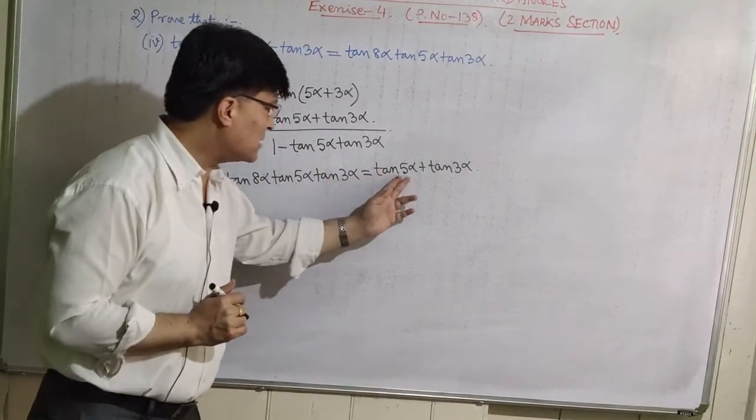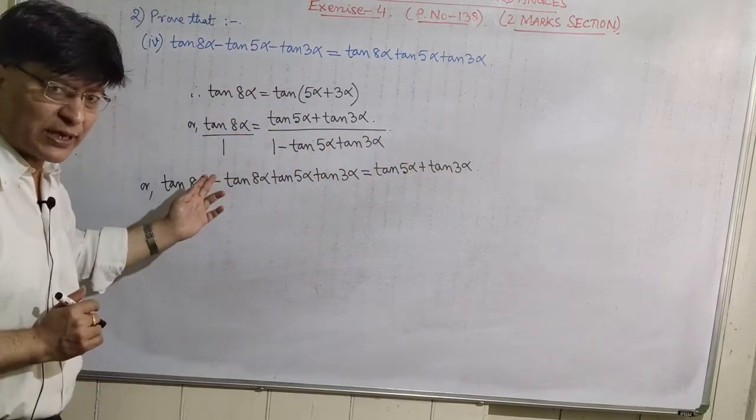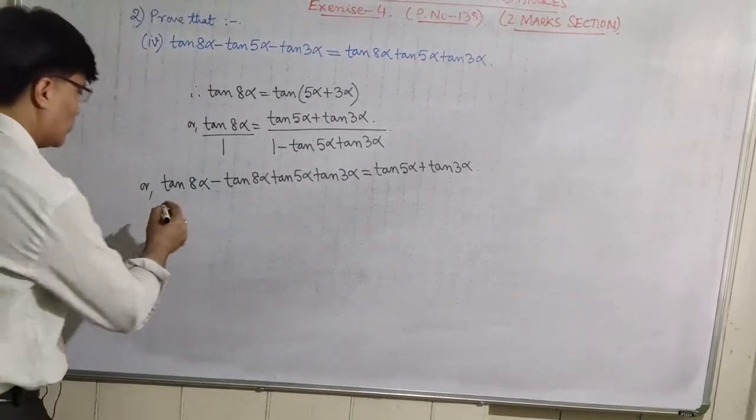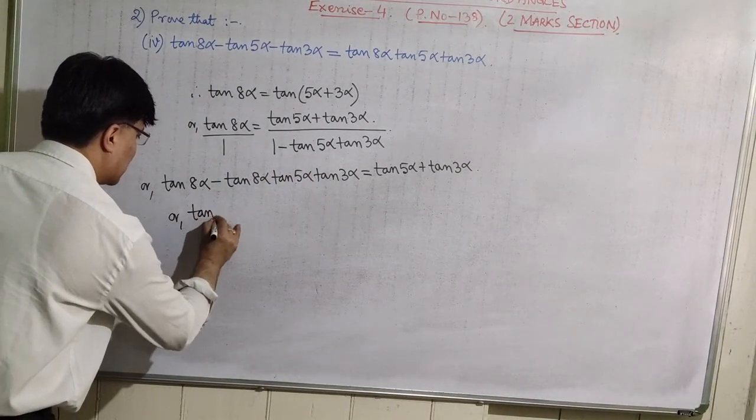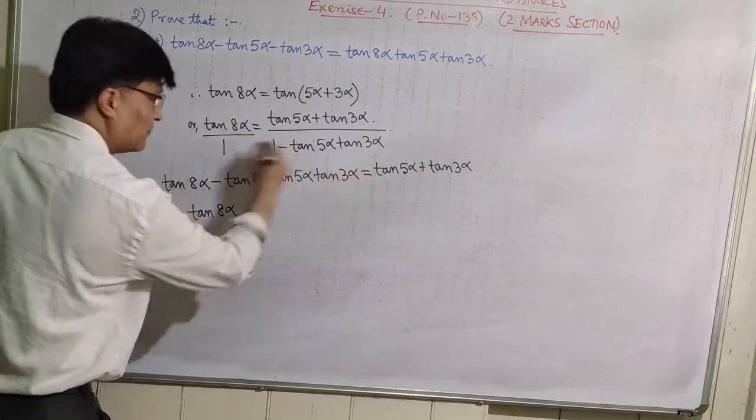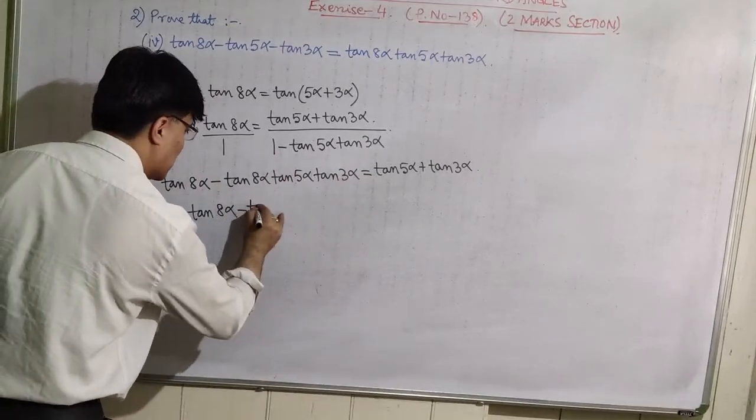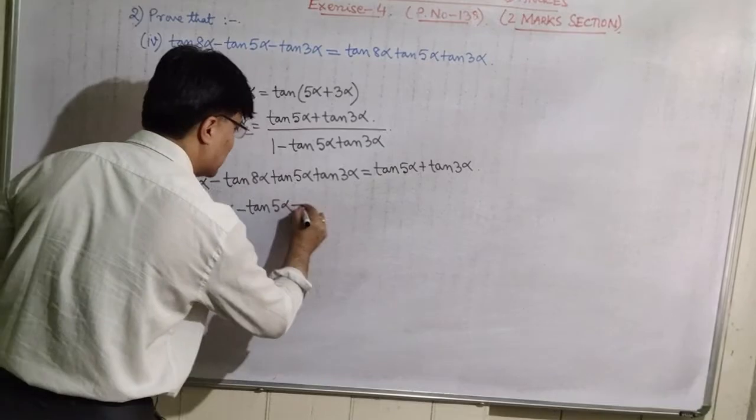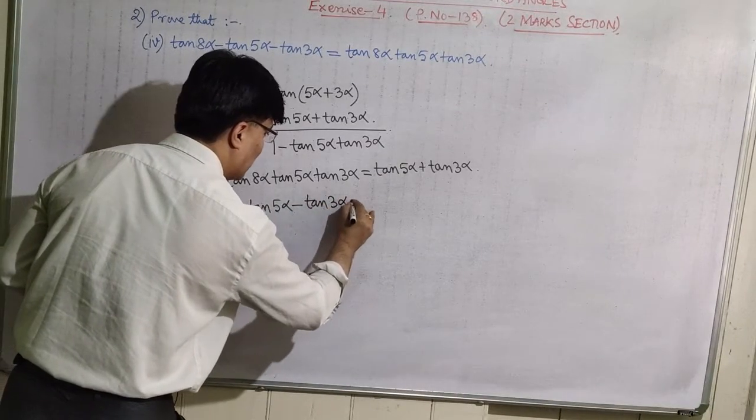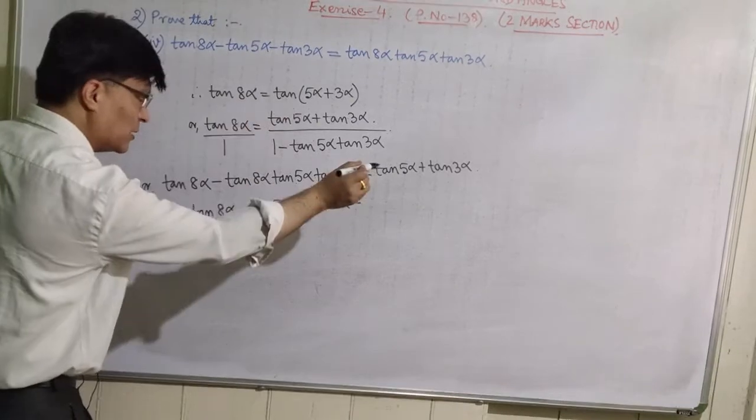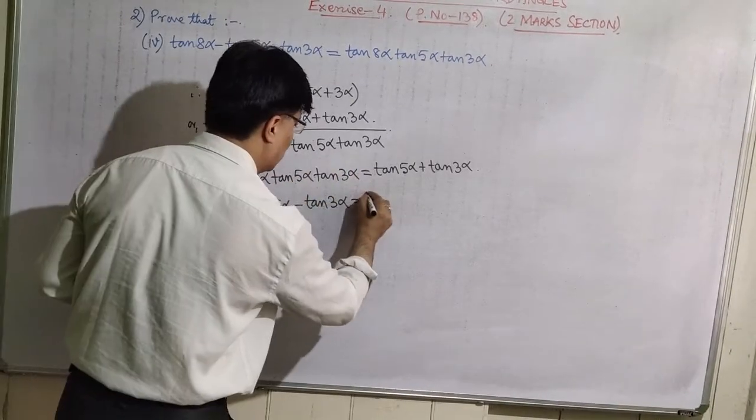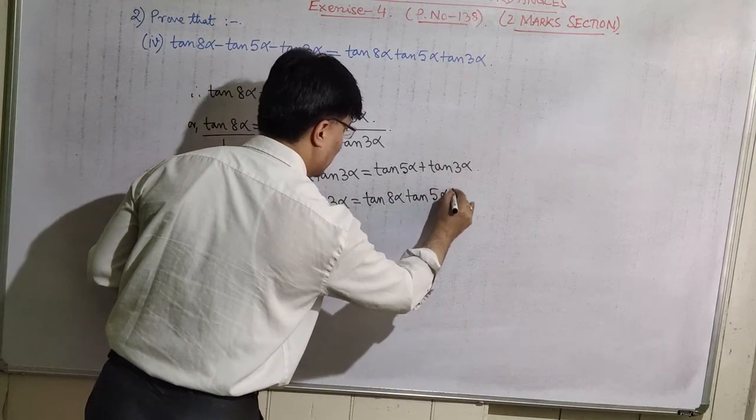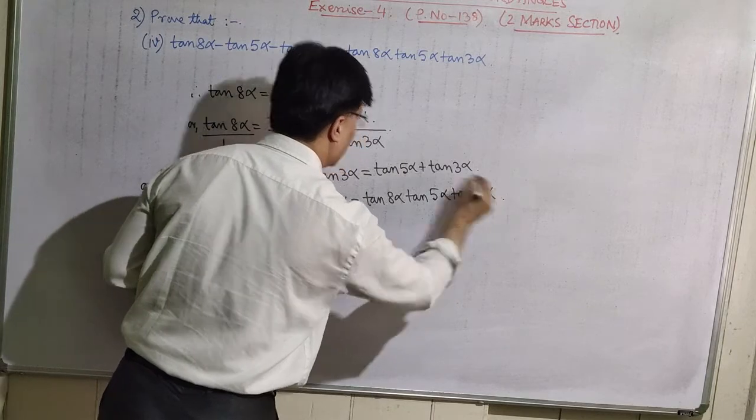Okay, so we can take this tan 5 alpha plus tan 3 alpha to the left hand side, and this minus tan 8 alpha tan 5 alpha tan 3 alpha to the right hand side. So that we have here tan 8 alpha, then tan 5 alpha on the left hand side becomes minus tan 5 alpha, and this tan 3 alpha becomes minus tan 3 alpha, which is equal to, now this second term is taken to the right hand side. So what does it become? It is tan 8 alpha, then tan 5 alpha, then tan 3 alpha.